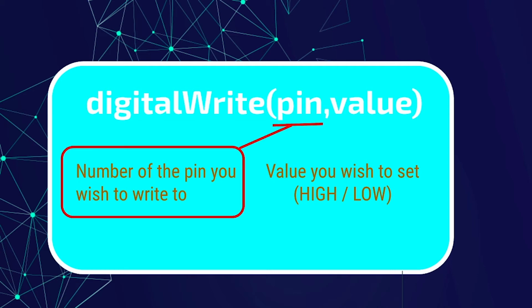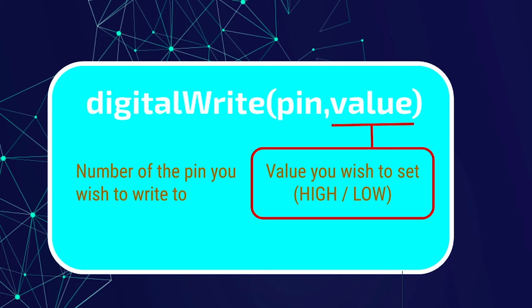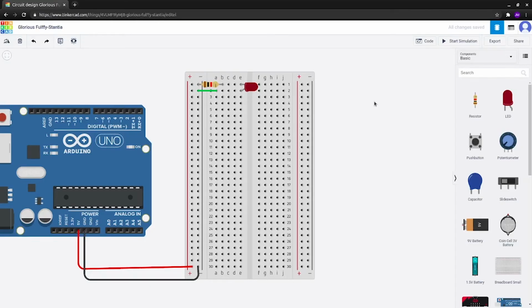It takes in a pin number and the value you wish to set, in this case being either high or low. So now we have the methods we need to write some basic code. First, let's wire our LED such that it receives input from pin 8. So let's delete this wire over here using backspace and connect this rail over to pin number 8.